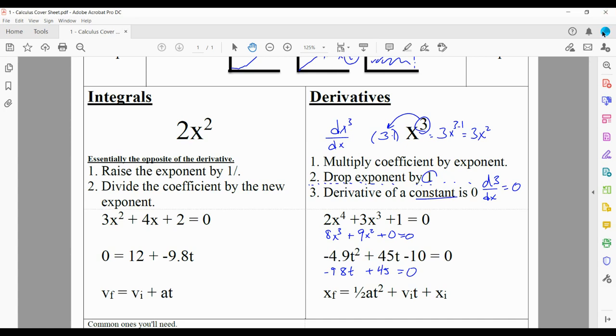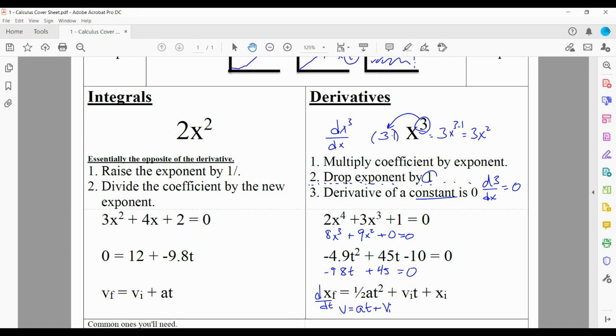Then, if I take this last one, I can say, well, dx with respect to time is going to be what? Well, what is position with respect to time? The change in position over the change in time is really going to be my velocity. So I can take 2 times a half and get a t, drop the power by 1 and get 1, plus 1 times vi, drop the power by 1 and get t to the 0, which is 0, and then take the final one, which does not have a time value, so it's a constant, and set that equal to 0 because the derivative of a constant is 0.